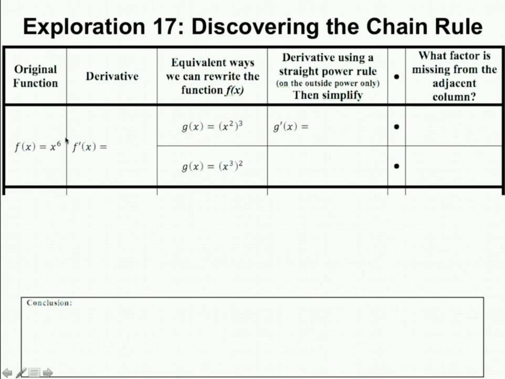So let's say we have this original function x to the 6th power. We know how to take the derivative of this, right? It's just a power rule, right? Bring the 6 down. It'd be 6 times x to the 5th power, reduce that power by 1.